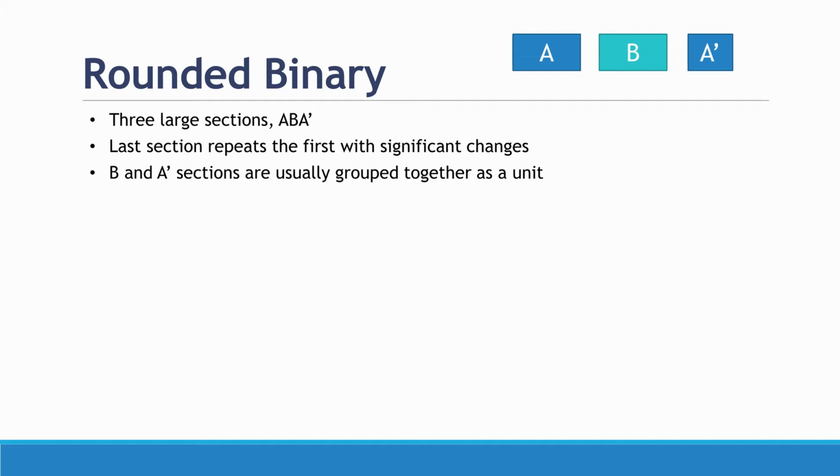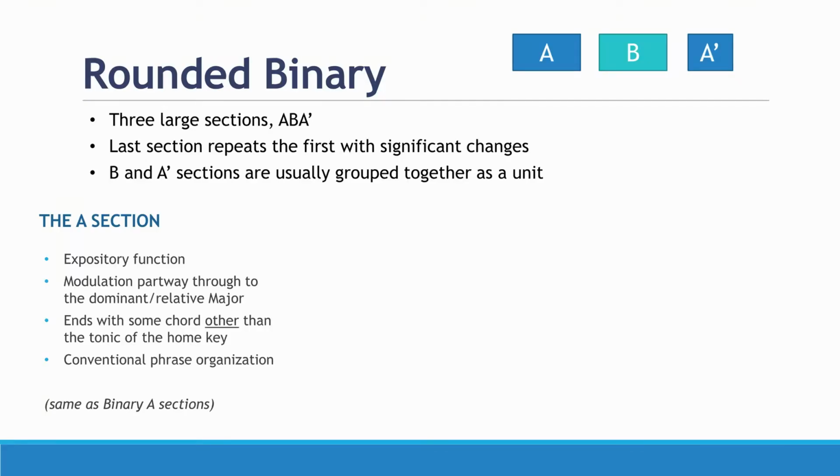In rounded binary, your B and your A prime sections are usually grouped together as a unit. So basically what that means is that if you have, for example, double bar lines in your piece, you're going to have them essentially clumping the B and the A prime together. I will point out, though, you're going to start to rely on double bar lines to help you figure out form sections, but not all sections are going to have double bar lines. So you can use that as a hint of what's happening, but this shouldn't be the only thing that you're relying on to do your analysis.